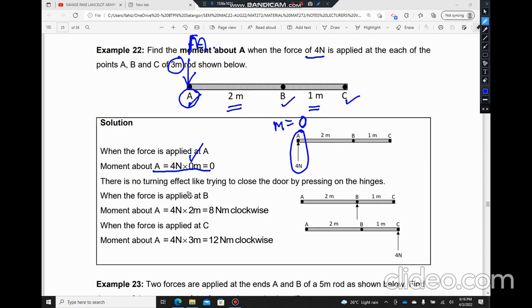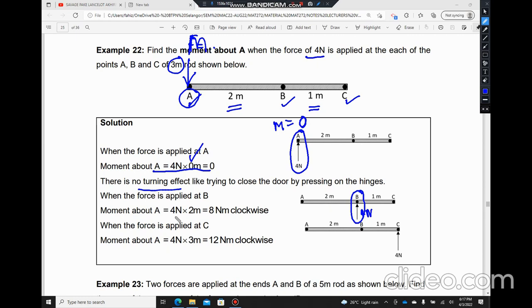And then there is no turning effect, like trying to close the door by pressing on the hinge. Dia tak ada effect, maknanya dia tak turning effect kan. Maknanya dia tak tutup atau buka pintu. Contohnya kalau door. Okay, when the force is applied at B, kita tengok pula setiap point. Next untuk B. Katakan dia letak force 4 Newton kat sini.